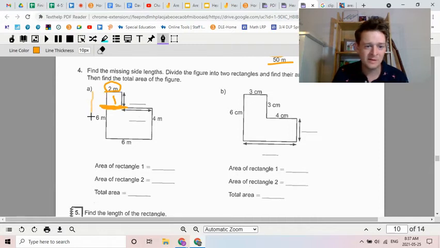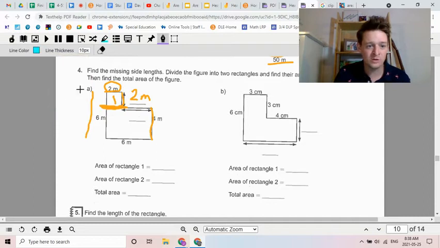So this line goes up and down and it's 6. This one goes up and down and it's 4. And this is a mystery. But I know that if I add this mystery line to 4, I'm going to get 6. So I just need to figure out what plus 4 equals 6. So that's 2 meters. Same with this way.